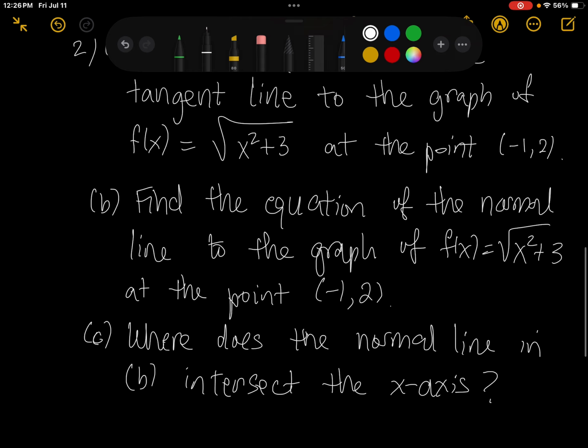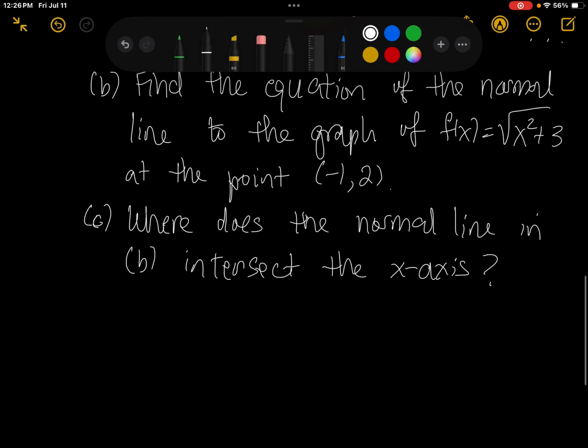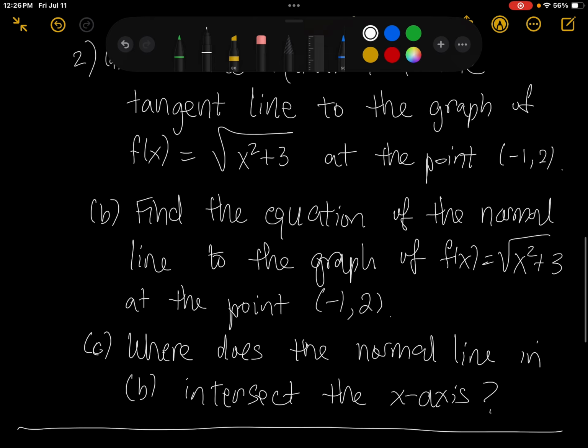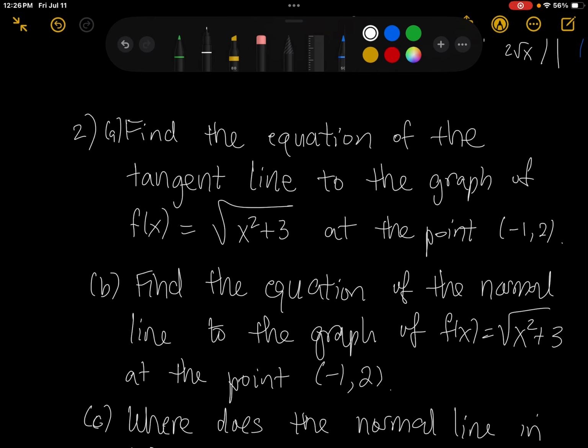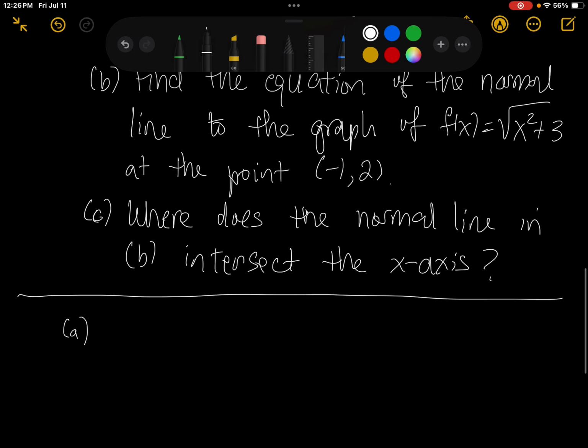Okay, so part A, we have to find the equation of a tangent line. And we know that we just need to find the slope of the line and a point that is on the line. And the slope of the tangent line is given by the derivative at that point. So we're trying to find the tangent line to the graph of a function. We need to take the derivative of the function.